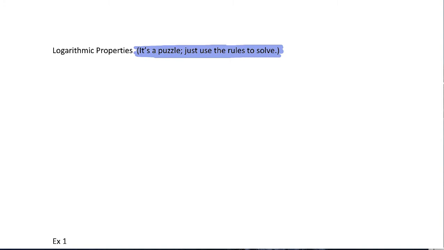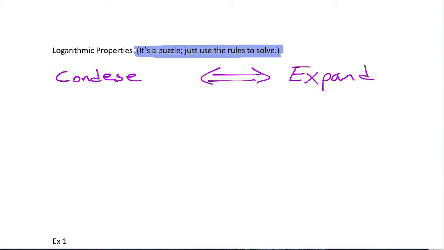I've got about 4 properties that we're going to do, and we're going to either use the condensed version or the expanded version. So condense to the expand. And you can do this in any order you want, meaning you don't have to use one rule and then not another rule. You can use 2 rules at the same time if you need to. But I guess there's only 3 rules that I'm going to go through.